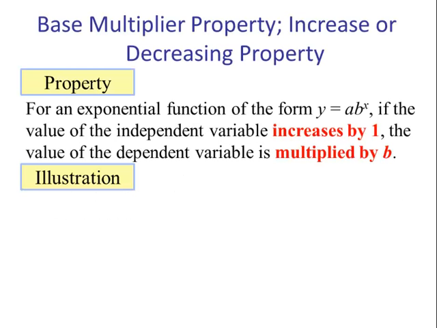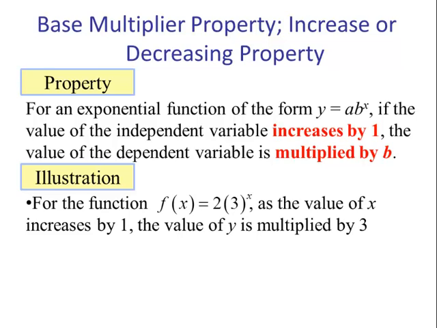Lesson objective: base multiplier property, increasing or decreasing property. Property: for an exponential function of the form y equals a b to the x power, if the value of the independent variable increases by 1, the value of the dependent variable is multiplied by b, the base. For the function f of x equals 2 times 3 to the x, as the value of x increases by 1, the value of y is multiplied by 3. The number will keep getting larger and larger.